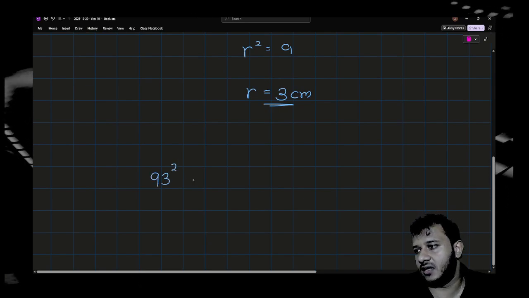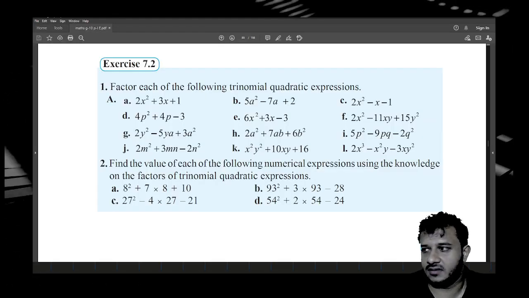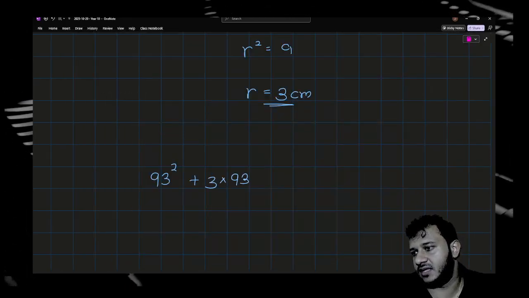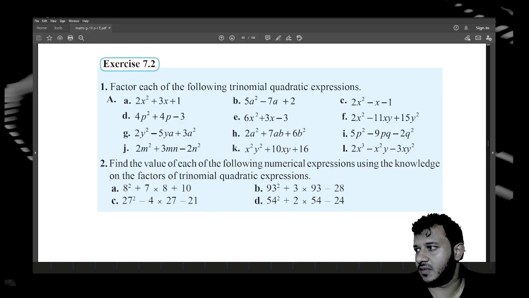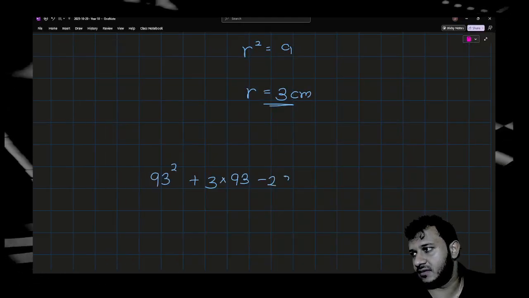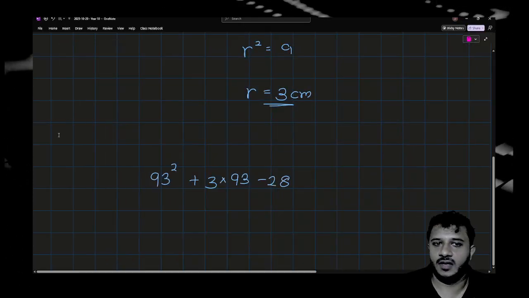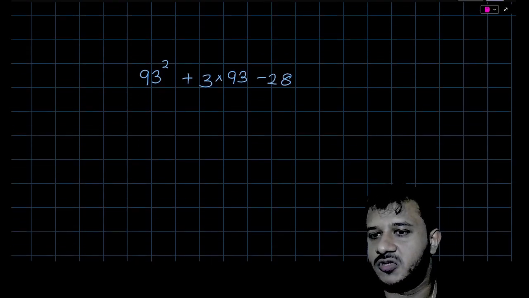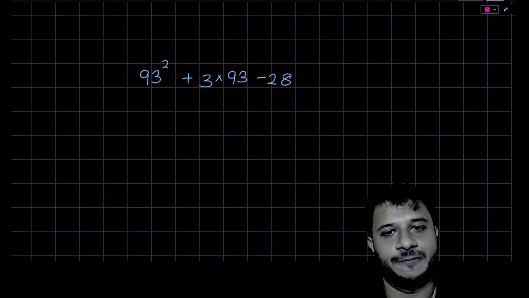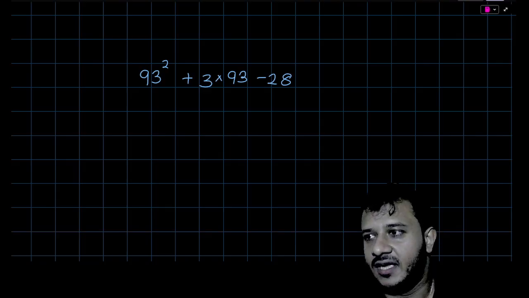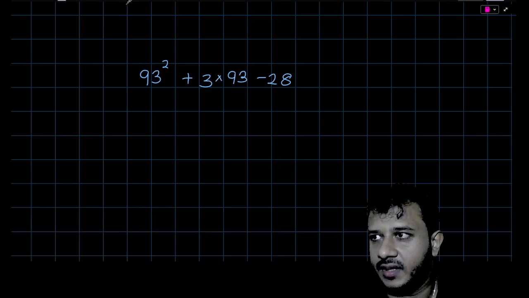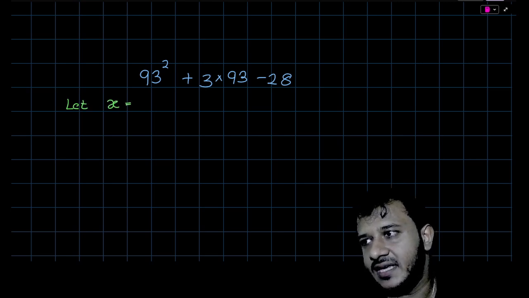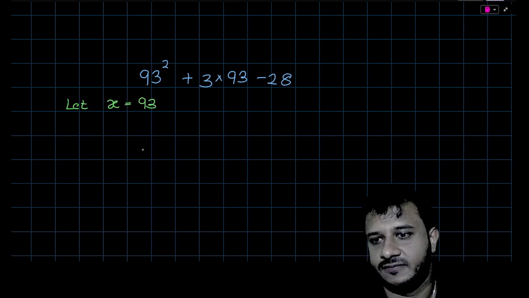93 square plus 3 times 93 minus 28. Okay, Pute. This is the question we have. But without finding the values of them or squaring or anything like that, find the value of it. That's what they're asking. Pute, for the start, let's say let x equal 93.